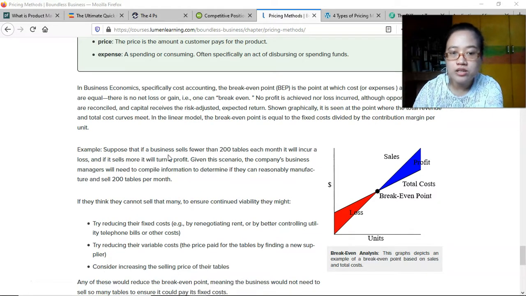Example: suppose that if a business sells fewer than 200 tables each month, it will incur a loss, and if it sells more, it will turn a profit. Given this scenario, the company's business managers will need to compile information to determine if they can reasonably manufacture and sell 200 tables per month for them to at least break even.